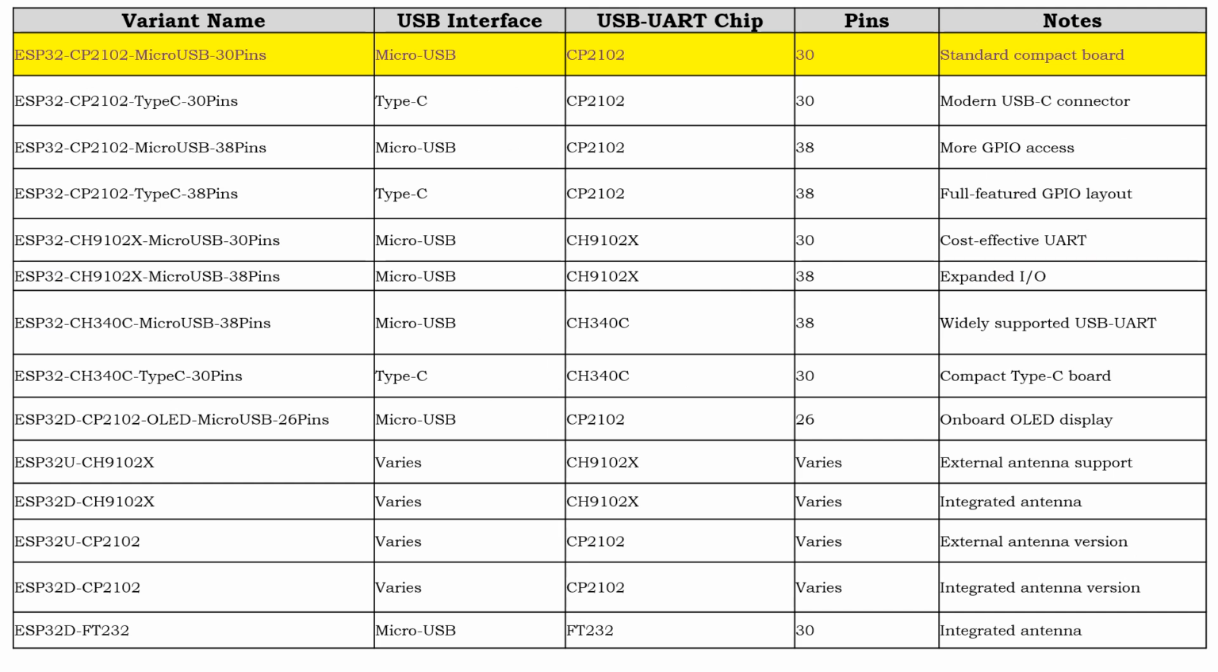The board we are taking for this tutorial is the ESP32 CP2102 micro USB 30 pin. So the board is ESP32, the driver used is CP2102, and the cable is micro USB with 30 pins. The USB interface is micro USB, and a CP2102 driver IC is used in this.